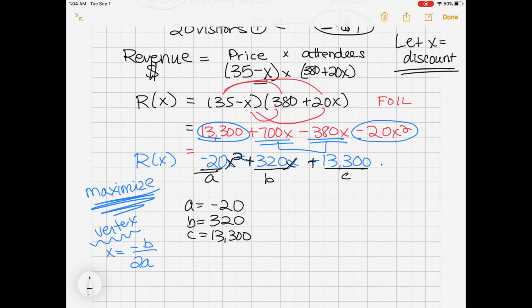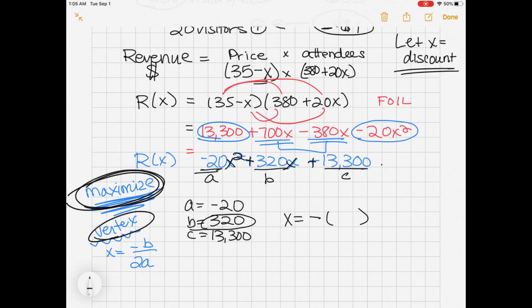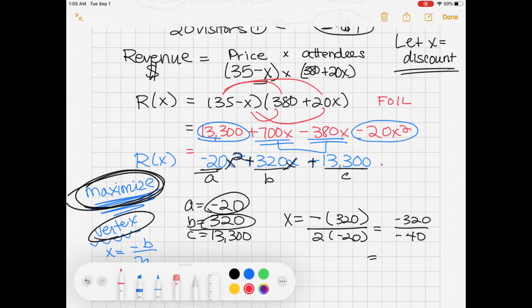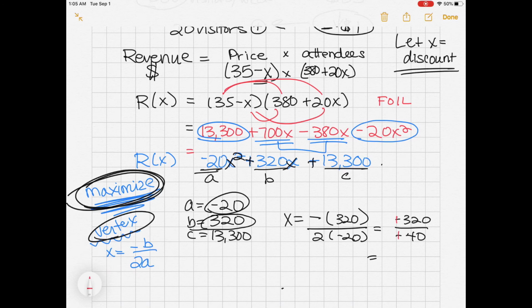Let's see if we can find this vertex in order to maximize it. So here we go. The x value of the vertex is negative b all over 2 times a. So we've got negative 320 divided by negative 40. Well, we know a negative divided by a negative is a positive. We can cancel out these zeros because they both divide by 10. And 32 over 4 is 8.